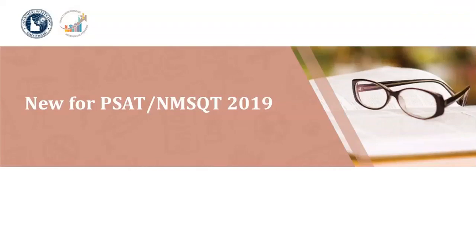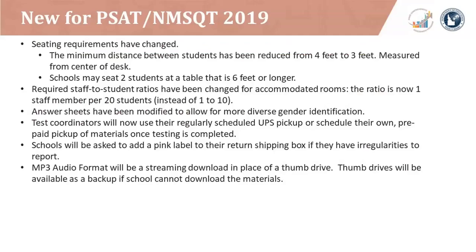New for PSAT NMSQT in fall of 2019. Seating requirements have changed. The minimum distance between students has been reduced from 4 feet to 3 feet, measured from center of desk. Schools may seat 2 students at a table that is 6 feet or longer. Required staff-to-student ratios have been changed for accommodated rooms. The ratio is now 1 staff member per 20 students instead of 1 staff member to 10 students.